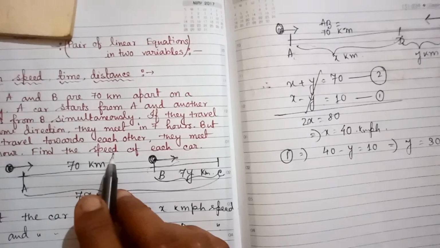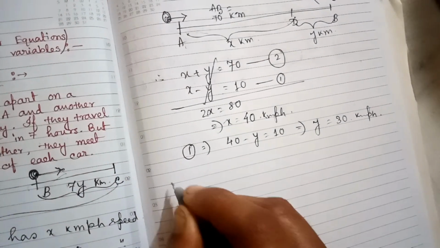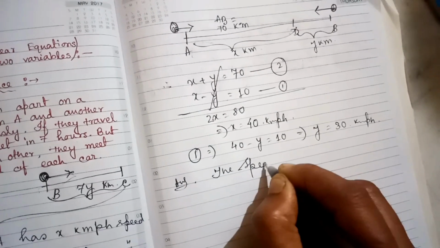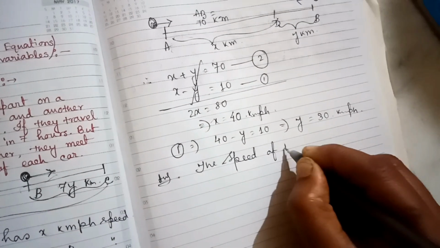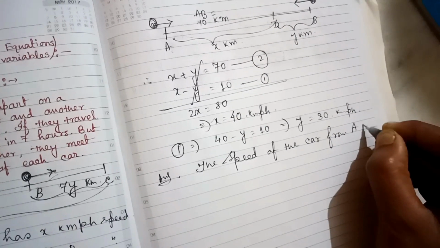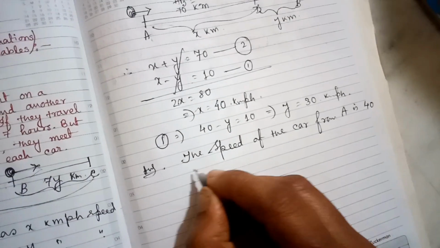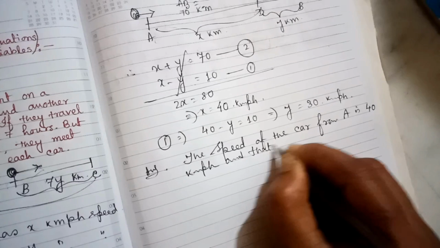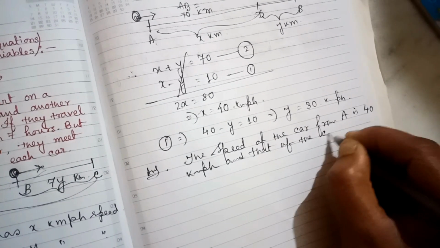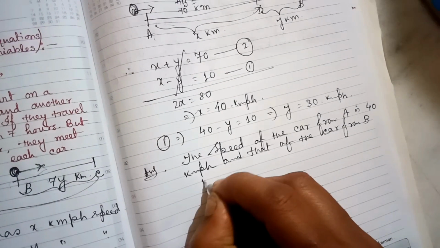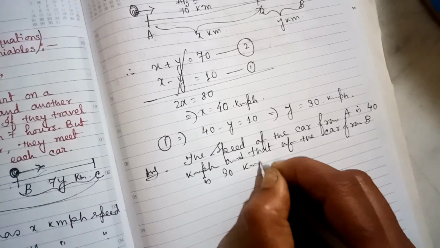Now we will just write the answer line, that is, the speed of each car. So we will write the answer line like this. The speed of the car from A is 40 km per hour, and that of the car from B is 30 km per hour.